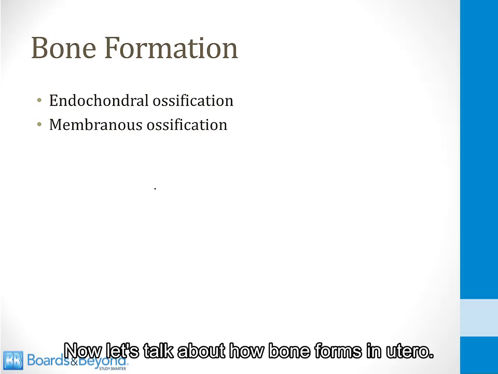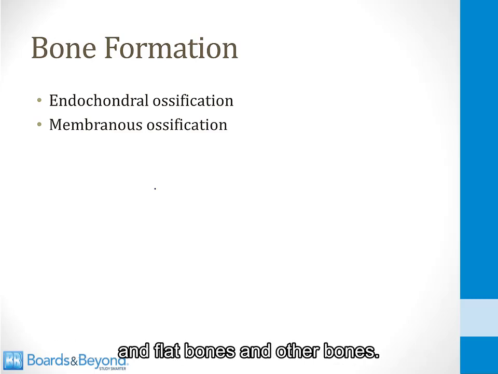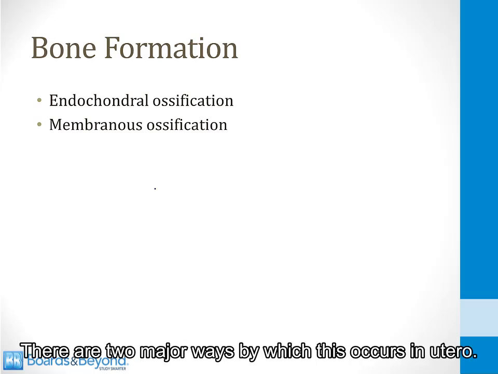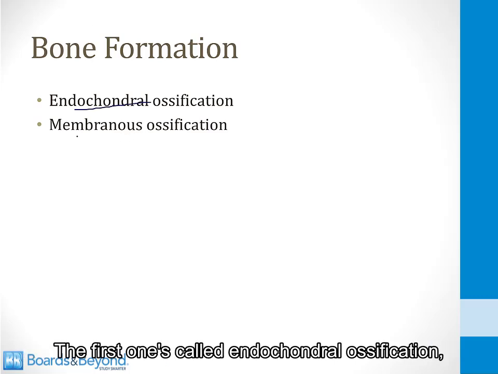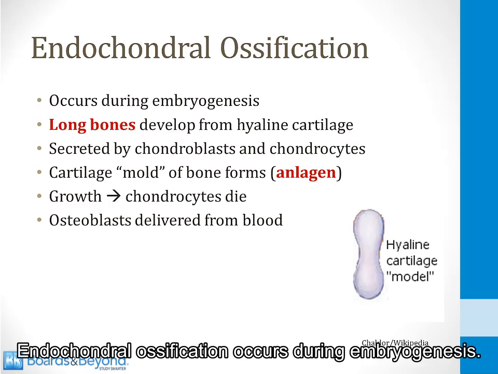Now let's talk about how bone forms in utero. When a baby is born, that baby has long bones and flat bones and other bones. So how do those bones get there? There are two major ways by which this occurs in utero. The first one's called endochondral ossification, and the second one is membranous ossification. Endochondral ossification occurs during embryogenesis.